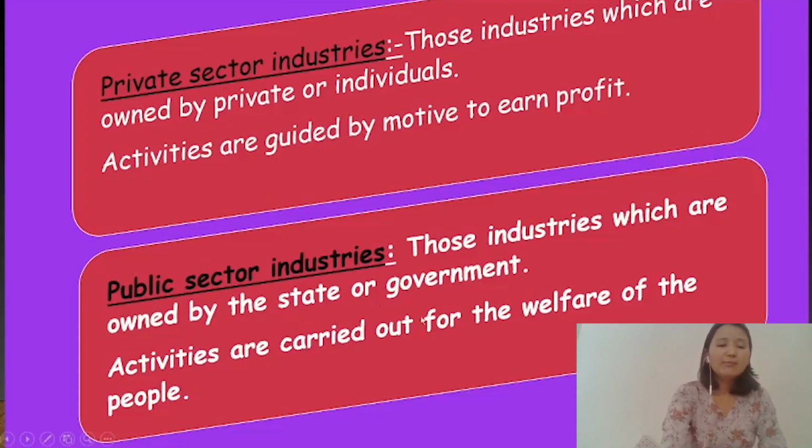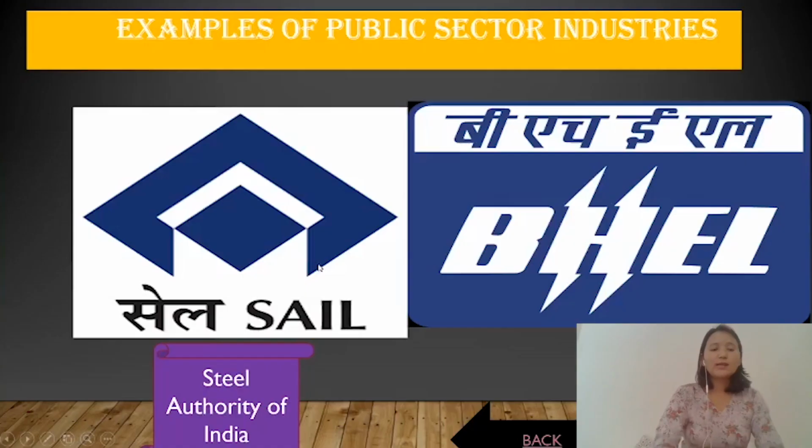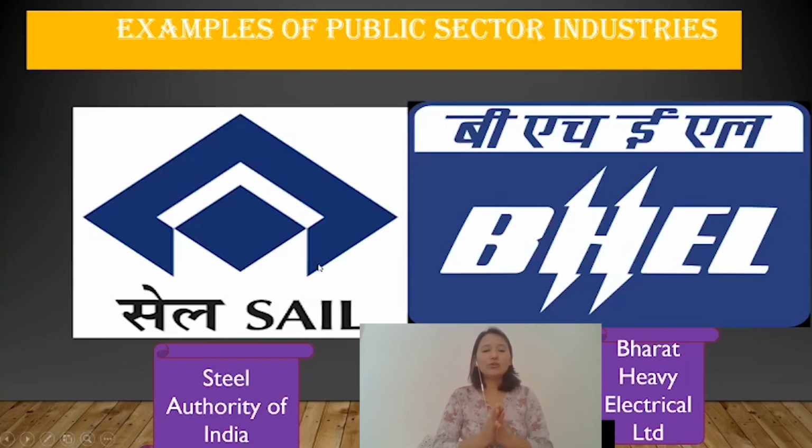Some examples of public sector industries are Steel Authority of India. Steel Authority of India is an industry or company set up by the government in which they produce a large amount of steel. And then we have Bharat Heavy Electricals Limited. It is also a company set up by the Indian government in which they manufacture equipment for power generation.